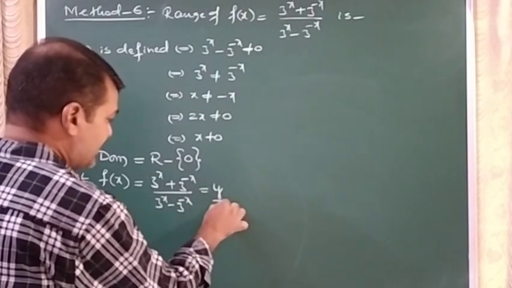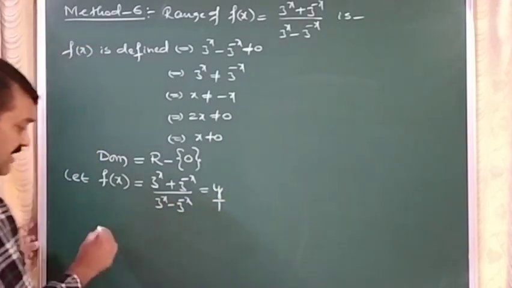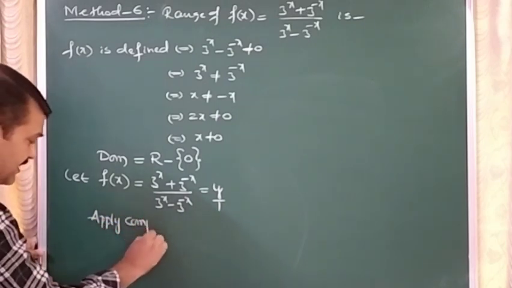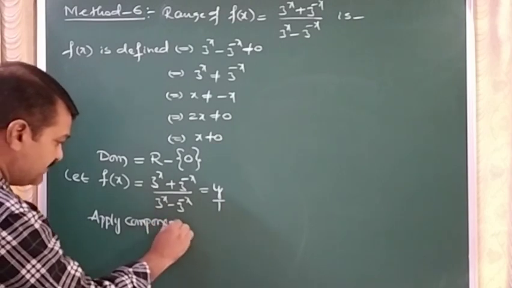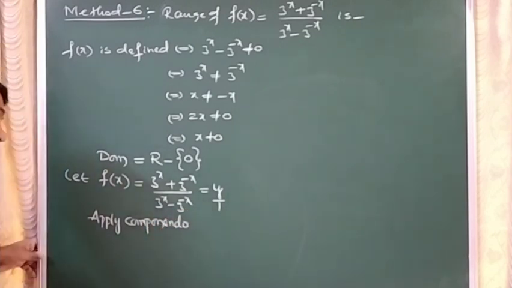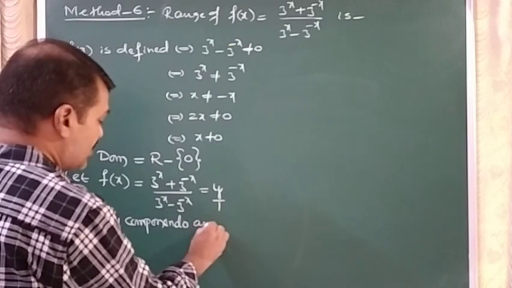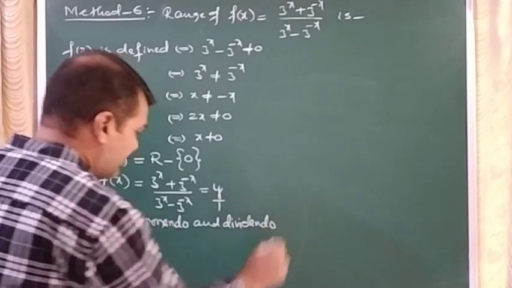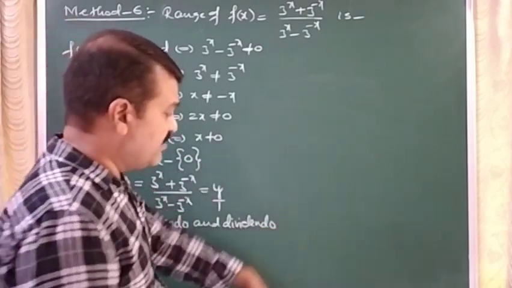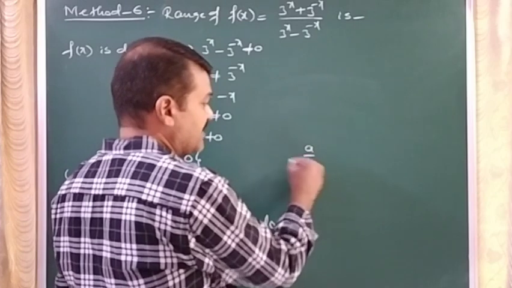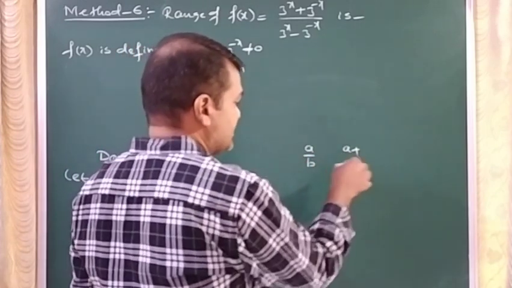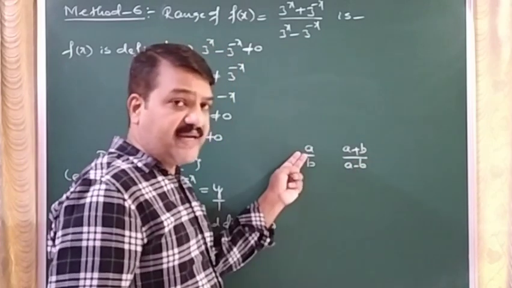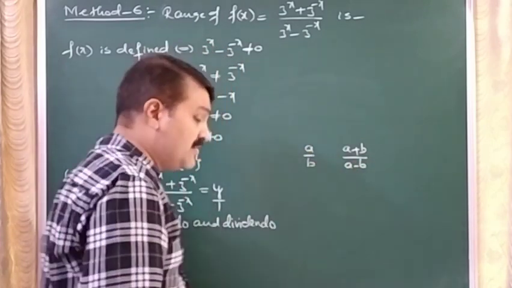So simple mechanism, I will take this as y by 1 and I will apply componendo dividendo. This is the easy method to get the function as x is equal to f of y. So componendo dividendo means what? Whenever you have a fraction a by b, we will write this as a plus b by a minus b. Means numerator plus denominator by numerator minus denominator.